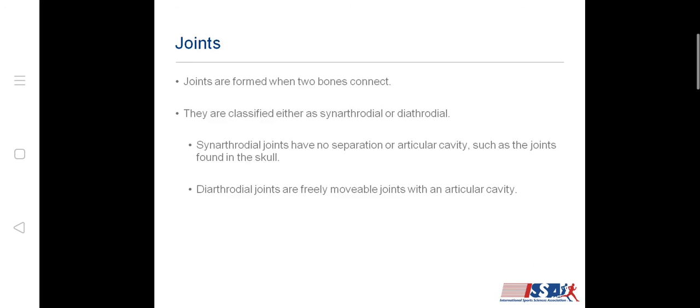A joint is formed when two bones connect and are classified as synarthrodial and diarthrodial. Synarthrodial joints have no separation or articular cavity, such as the joints found in the skull. Diarthrodial joints are freely movable joints with an articular cavity.